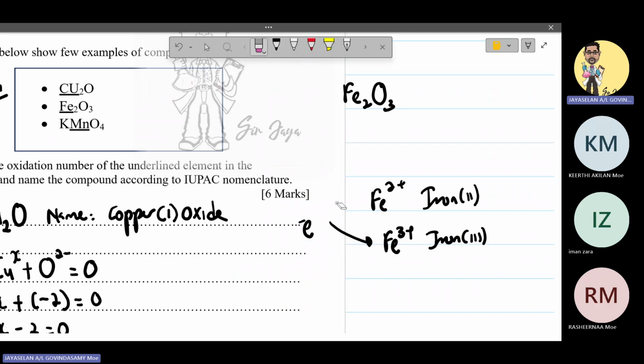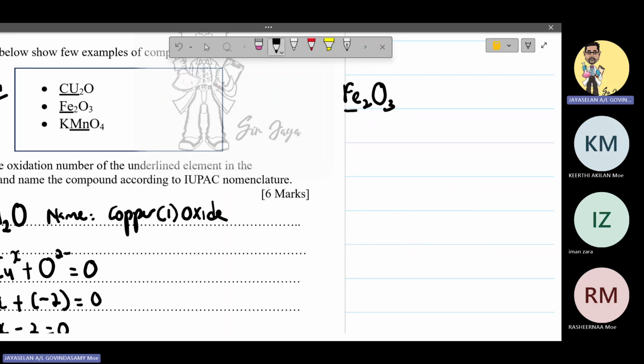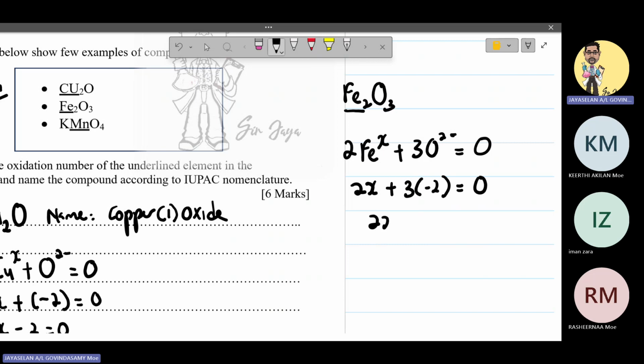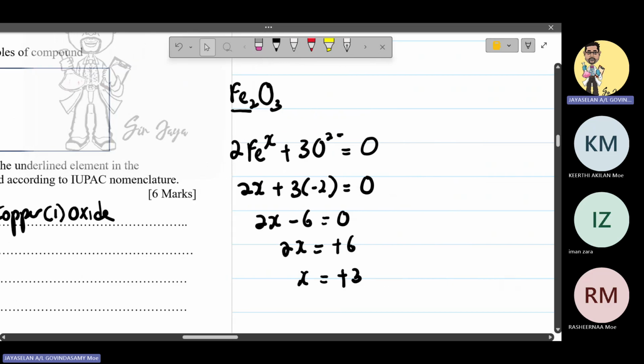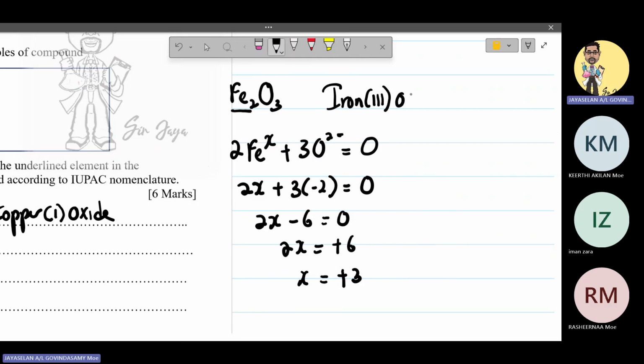Okay, how to do the calculation and how to name the compound, we do together. The underlined ion: 2FeX plus 3O2 negative, sum up to 0. Then you put 2x plus 3 times negative 2 equals 0. 2x minus 6 equals 0. 2x will be positive 6. X will be positive 3. Any question? Positive 3.